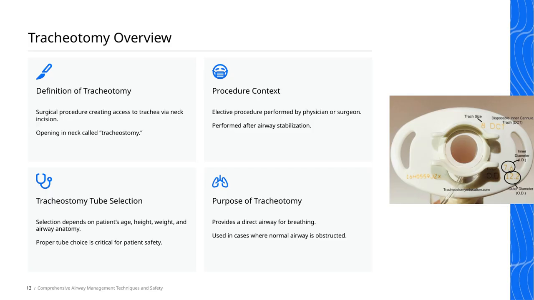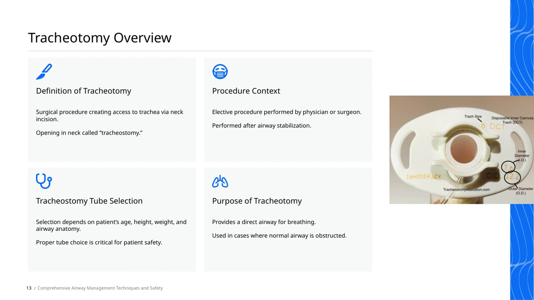When deciding whether to perform a tracheotomy, the patient's age, height, weight, and specific airway anatomy all play important roles. Choosing the right tube for the patient is critical. Using the proper size and type helps ensure safety and comfort.